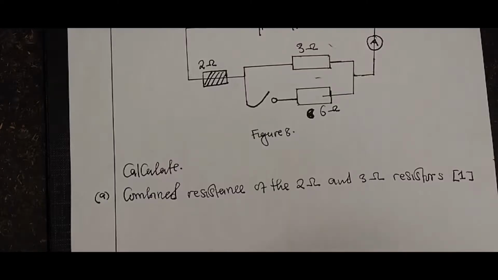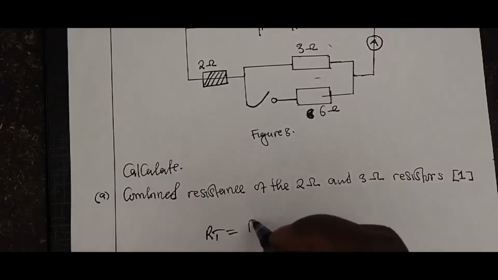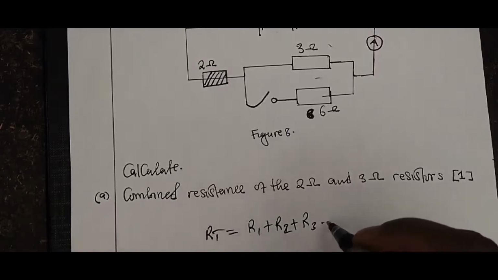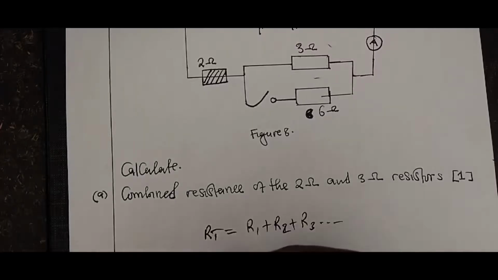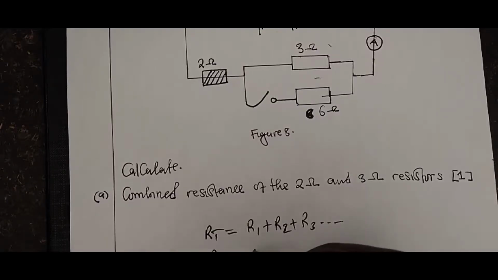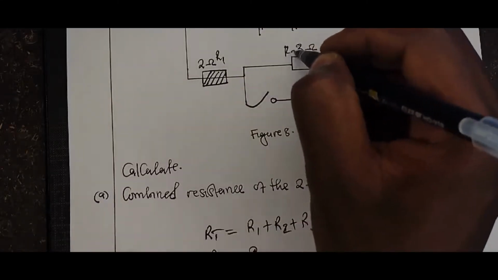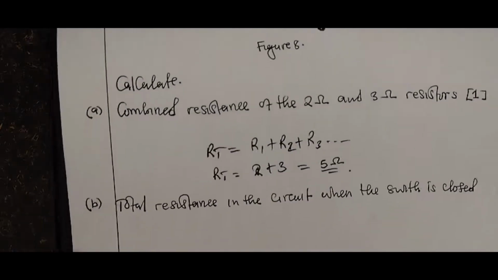series connection. And how do you find total resistance in series? Total resistance is equal to R1 plus R2 plus R3 and so on. In short, you just keep on adding the resistors. In our case, we only have 2 resistors which are in series. So R total is equal to, let us put this one to be resistor 1 and this one to be resistor 2, and therefore we are adding 2 plus 3, which gives us 5 ohms. So the total resistance here is 5 ohms.